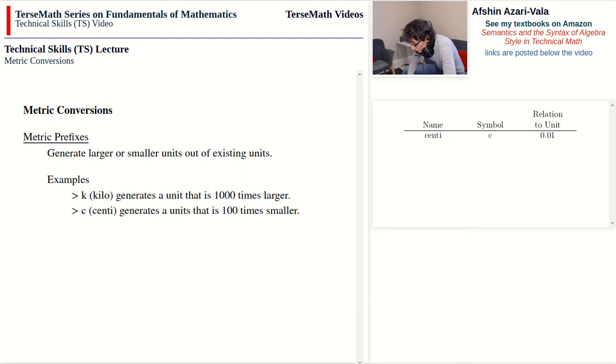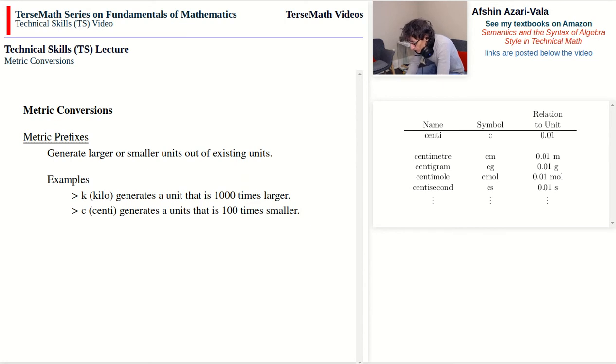So as an example of this, for centi, symbol is lowercase c. Relation to the unit is that it creates a unit that's 100th of the existing unit. So we could talk about centimeter, symbol cm, and this is a unit of length whose size is 100th of a meter. We could talk about centigram, cg, whose size is 100th of a gram. Centimole creates a unit whose size is 100th of a mole. We could talk about centisecond, which would be a unit whose size is 100th of a second, and so on.